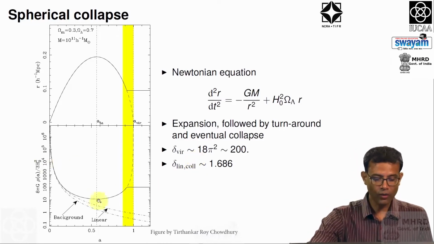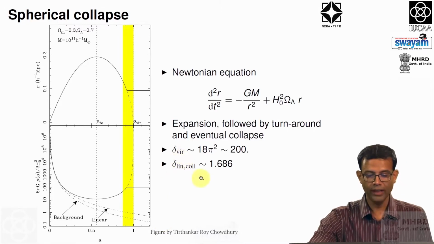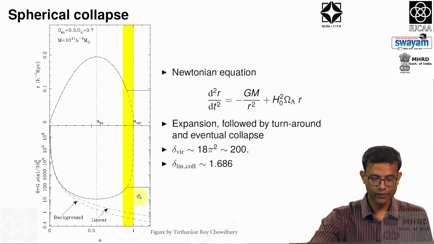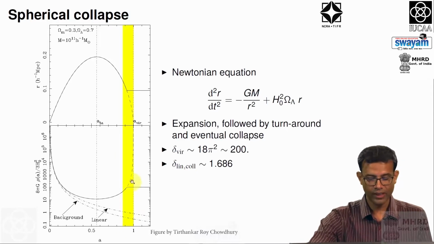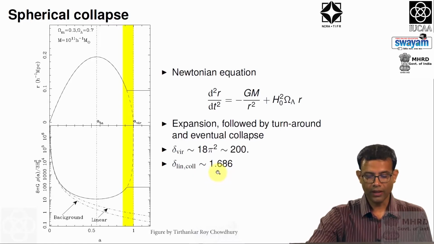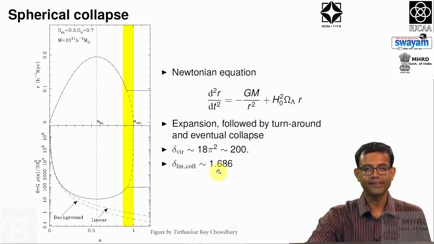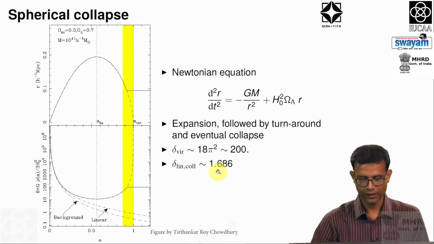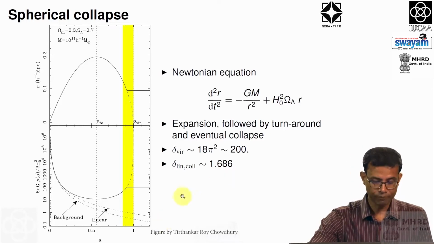Suppose you had just worked the whole thing out using linear theory, you can ask what would be the linear density contrast when the system attains this virialization or when the system collapses. That would be given by a number which is 1.686. This number is exactly 1.686 for Einstein de Sitter universe, it is slightly different for other universes like a universe which has a dark energy component and so on.